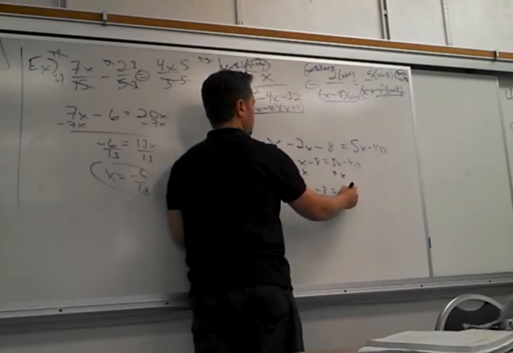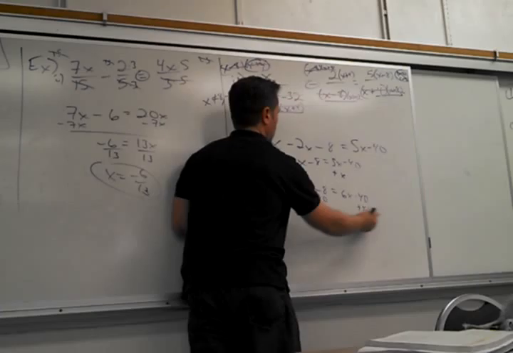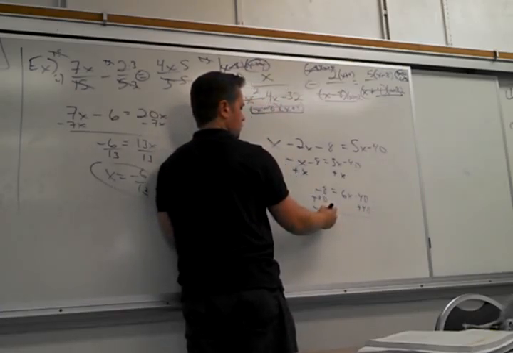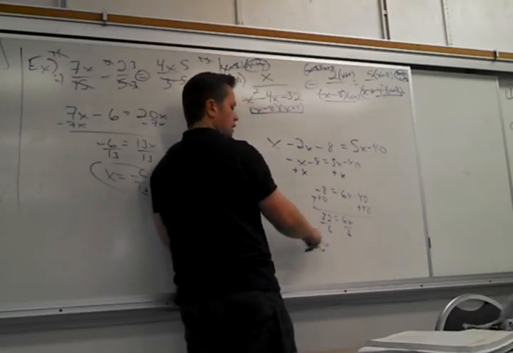So again, negative 8 equals 6x minus 40. Plus 40. 32 equals 6x. Divide by 6. X equals, reduce that.